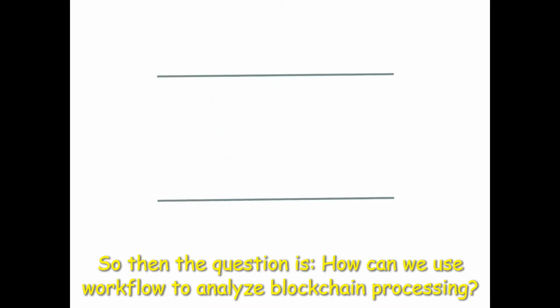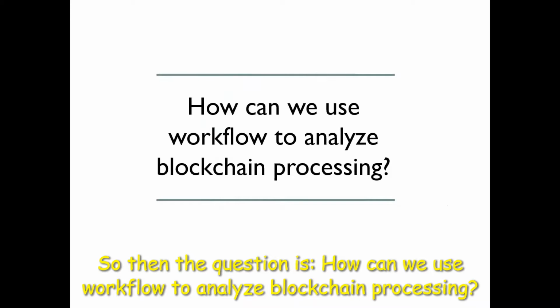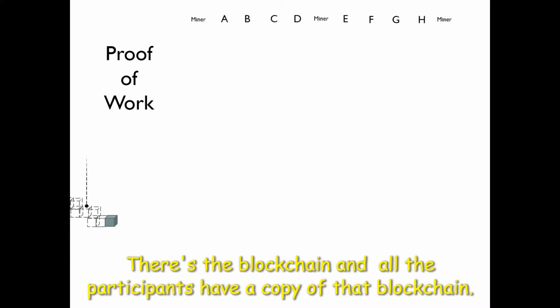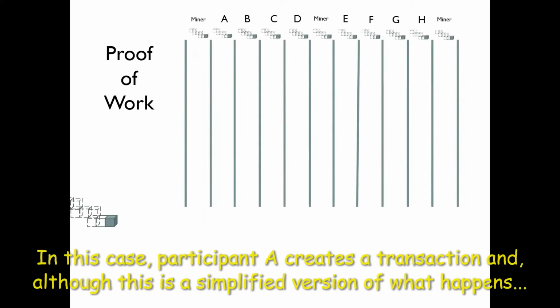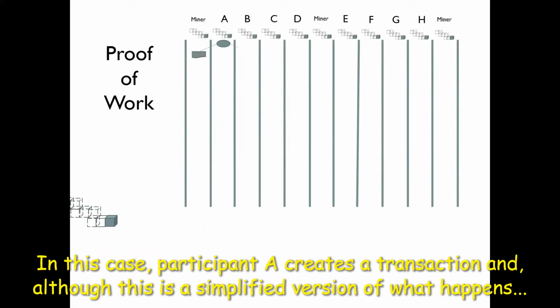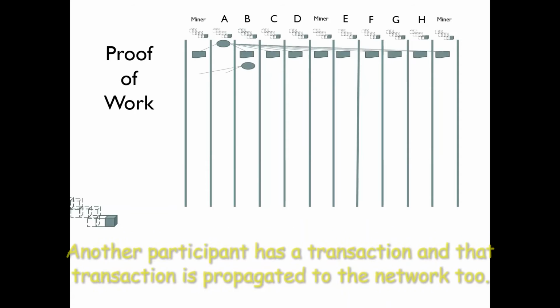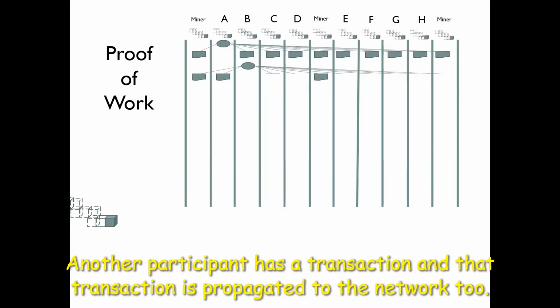So then the question is, how can we use workflow to analyze blockchain processing? So let's consider the Bitcoin network with its validation method known as proof of work. There's the blockchain, and all the participants have a copy of that blockchain. In this case, participant A creates a transaction, and although this is a simplified version of what happens, the transaction gets propagated in the network. Another participant has a transaction, and that transaction is propagated to the network too.